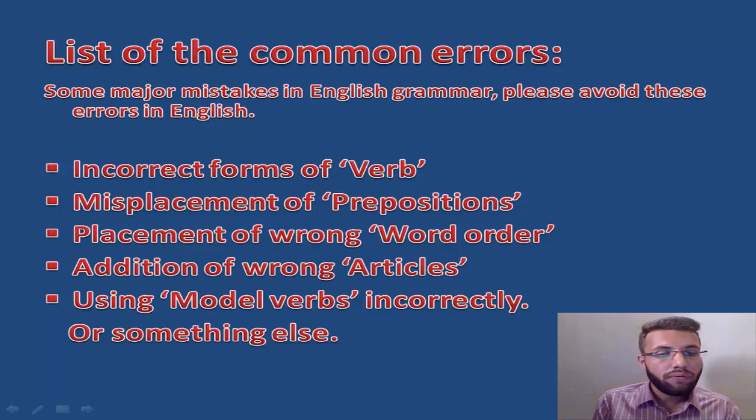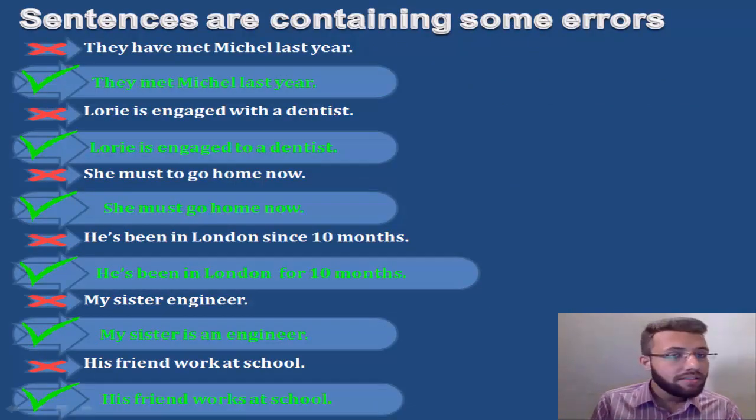Number four, addition of wrong articles. Sometimes we put an article, but we are not sure which one to use in the sentence. All right. And number five, using modal verbs incorrectly. Modal verbs are something like should, would, must, could. So we need to be very smart when we are using modal verbs in our sentences. So let's look at a few example sentences containing some major errors in these tenses.